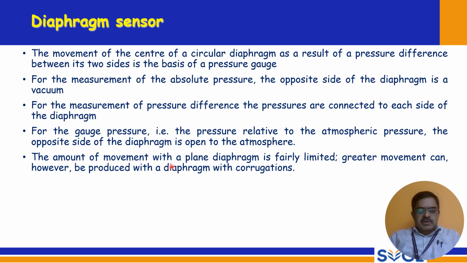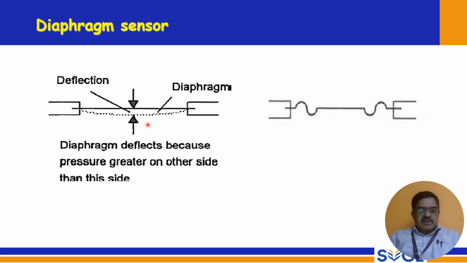The amount of movement with a plain diaphragm is fairly limited. Greater movement can, however, be produced with a diaphragm with corrugations. I will show you the corrugations in the diagram. So these are the corrugations, and this is the deflection. This is the diaphragm, an elastic member, and the diaphragm deflects because the pressure is greater on the other side than this side. So here the pressure is more on this side, and less on this side, so it deflects towards the lower side. So this is the diaphragm sensor.